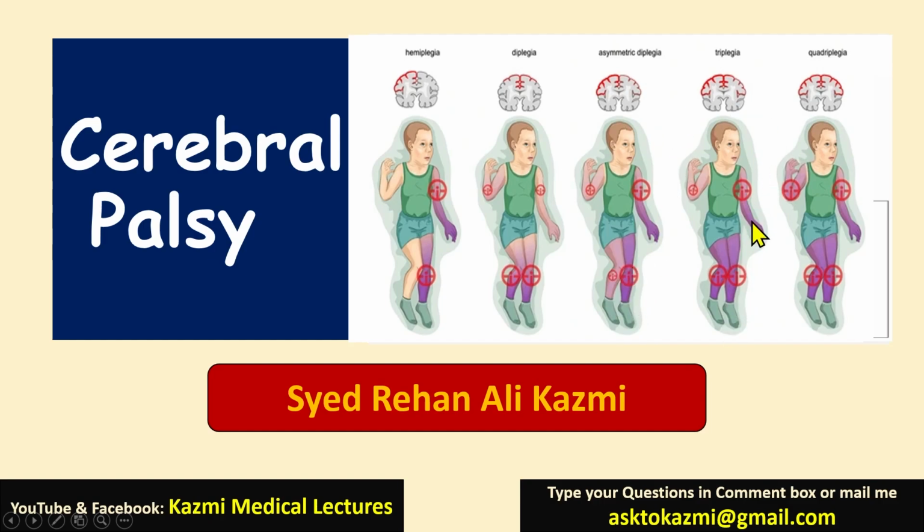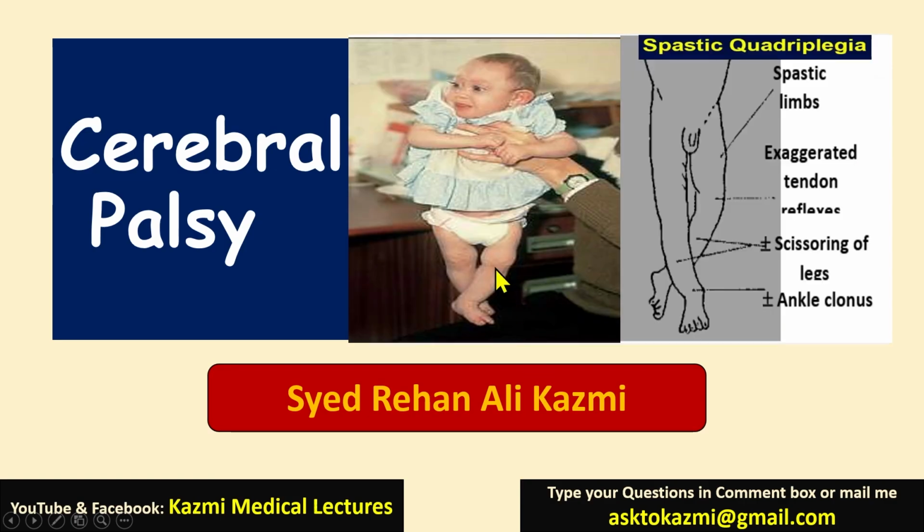Okay, triplegia, three limbs are involved. In quadriplegia, four limbs are involved. Here you can see the scissoring gait, where the patient's lower limbs are just like a scissor. Okay, which is present in spastic quadriplegia. And you see they also observe spastic limbs and exaggerated tendon reflexes. And you see the ankle clonus.